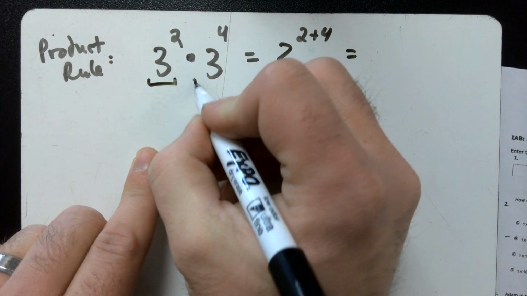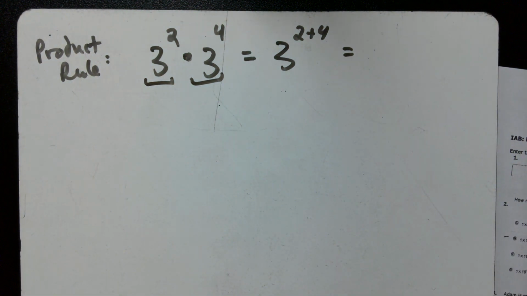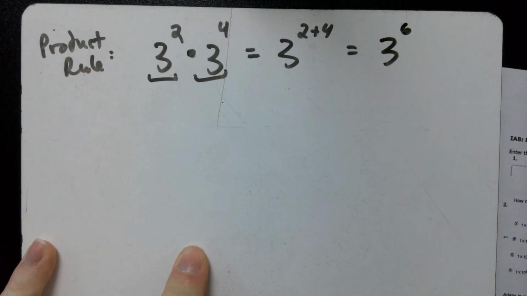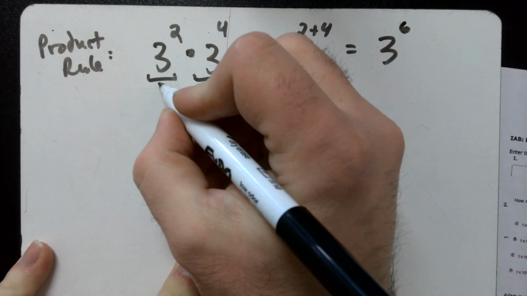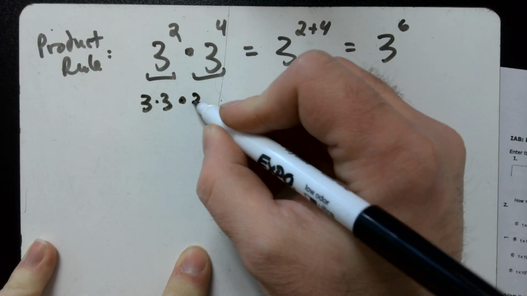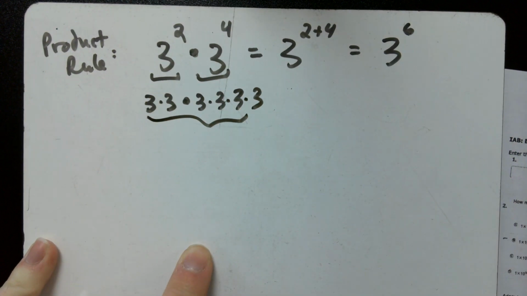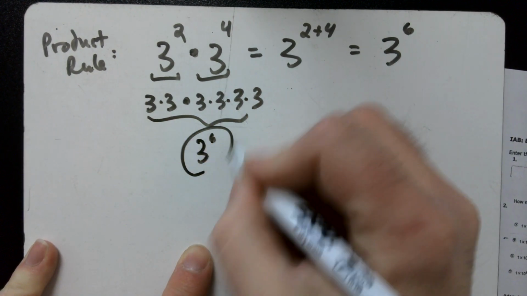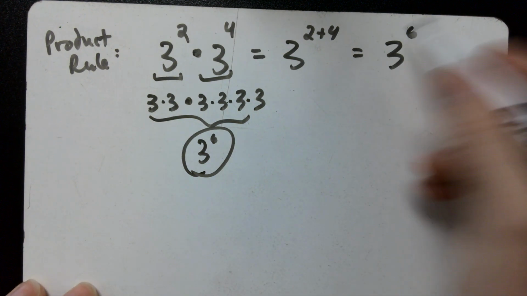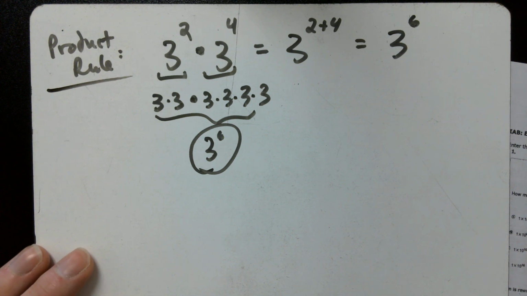So my like bases, which are both a big old 3, fuse together to a single 3 and make 3 to the power of what? 6. Why can I do that? If I expand out 3 squared, that's 3 times 3. 3 to the 4th is 3 times 3 times 3 times 3. How many 3's do I have in total now? 6. That's just 3 to the 6th, isn't it? Yeah. So in order to avoid doing all that expanding, I can just add those exponents together. That's the product rule. Give me a thumbs up if that makes sense.